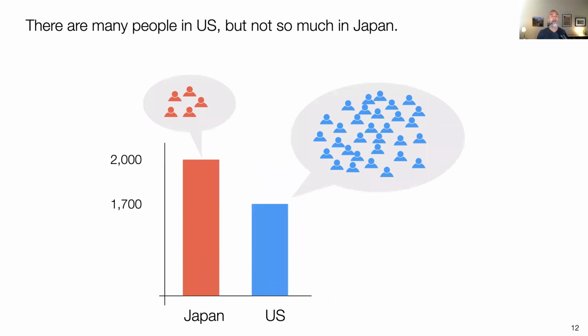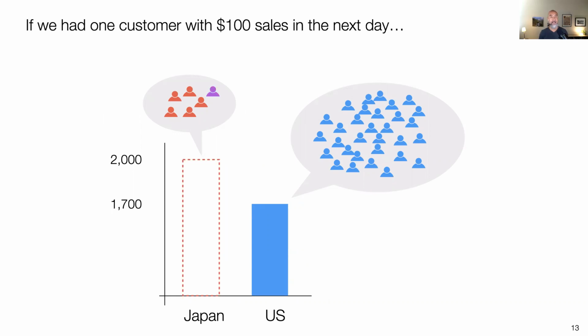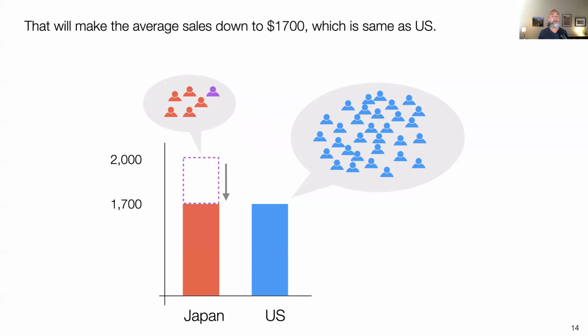And then it turned out there are many customers in the US, but not so many in Japan. Let's make it super simple: five customers in Japan and 30 customers in the US. Okay, and then in that case, let's say one more customer just came in Japan, and he spent only $100 on sales. That means now we have 6 customers in Japan, and when you calculate the average sales size, that becomes $1,700.